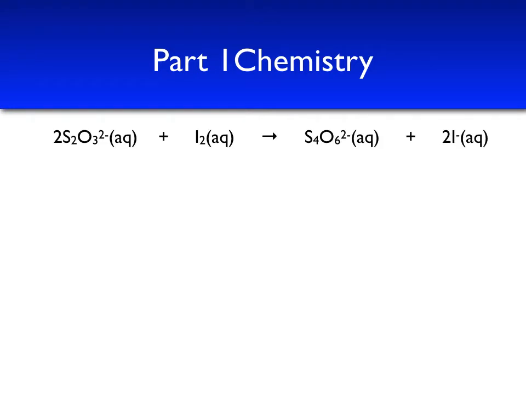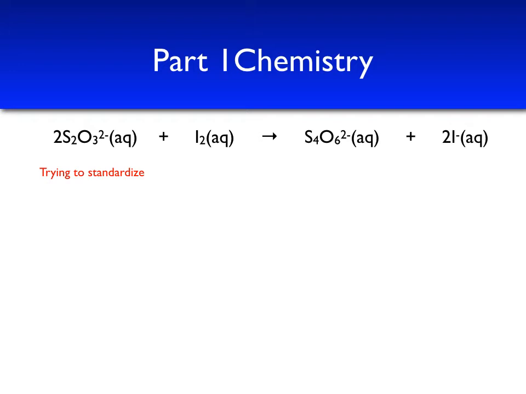In part 1 of this experiment, we want to standardize a solution of sodium thiosulfate. We standardize solutions to determine their precise concentrations. Typically, this must be done for solutions in which we cannot know precisely the mass and therefore moles of solute that are present in the solution. This is true for sodium thiosulfate.